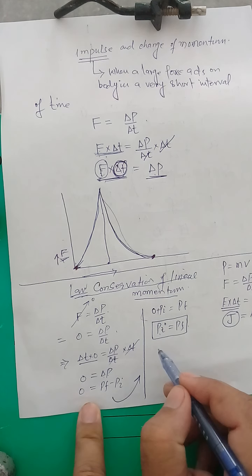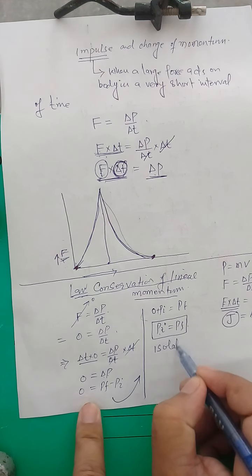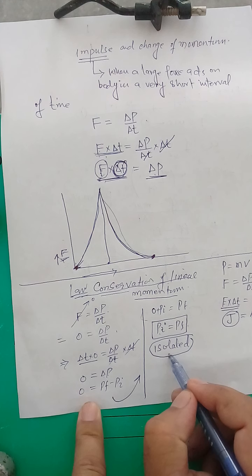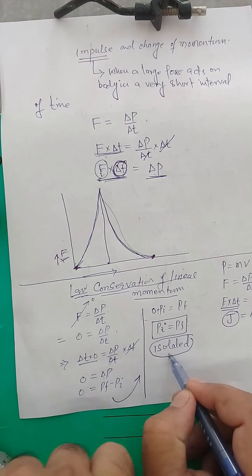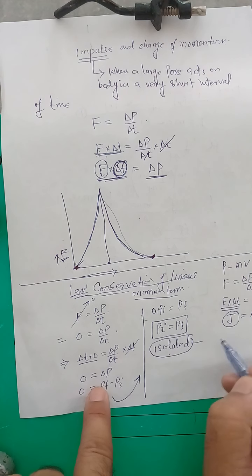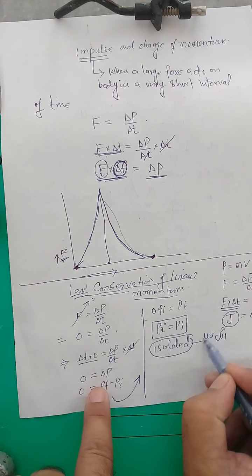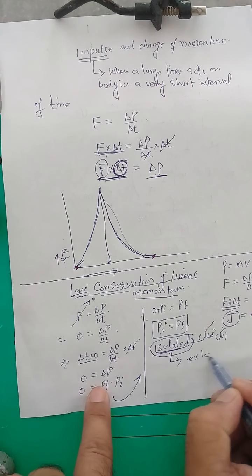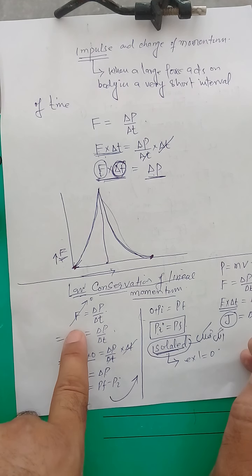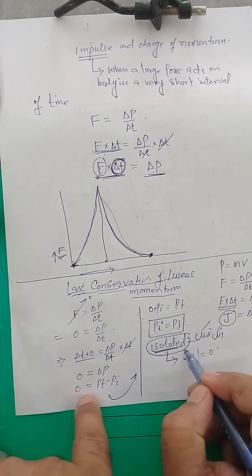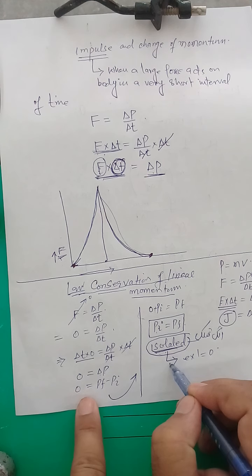But here I want to use the words isolated system. Another definition of this is: in any isolated system the total momentum remains constant. Then I do not say in the absence of external force. When I use the word isolated system, isolated means separate, apart. What is an isolated system? A system on which the external force is equal to 0. We already discussed that when the external force is 0, the initial momentum will be equal to the final momentum. So an isolated system can be defined as a system on which the external force is equal to 0.